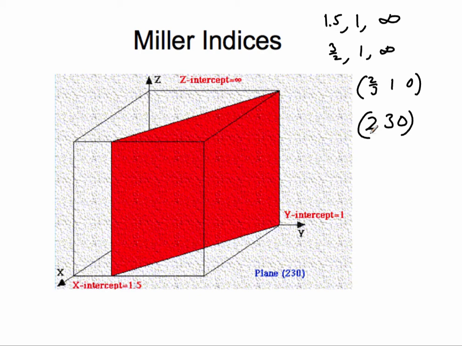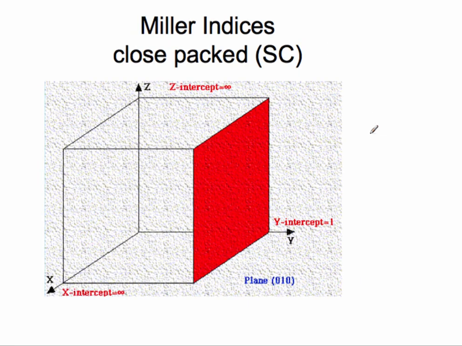A set of planes that are particularly important are the ones that are the closest packed planes for any particular crystal structure. So if we were to say what plane could be cut on a simple cubic structure that would get a face where the atoms are as close as possible for that structure, this would be the close packed plane. So the (0, 1, 0) is the close packed plane for a simple cubic. And because of symmetry, if we looked at the (1, 0, 0) or the (0, 0, 1), all of those would be close packed planes for the simple cubic.